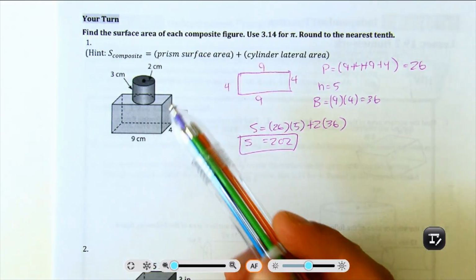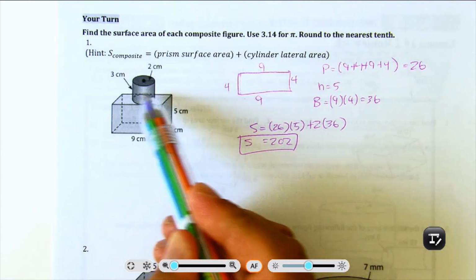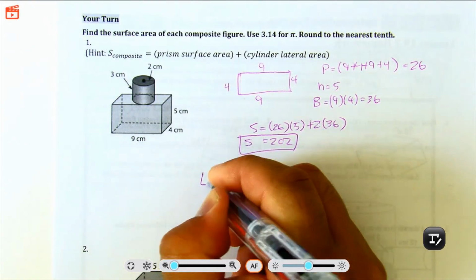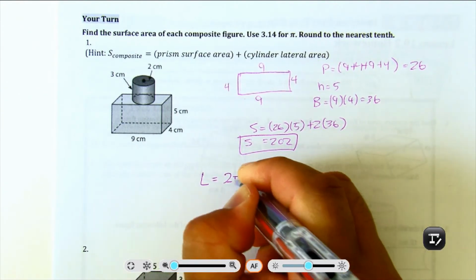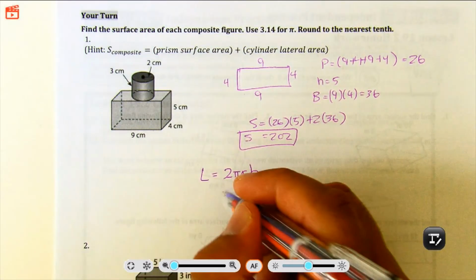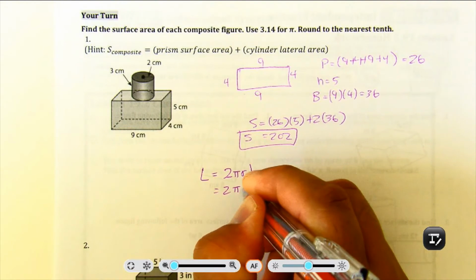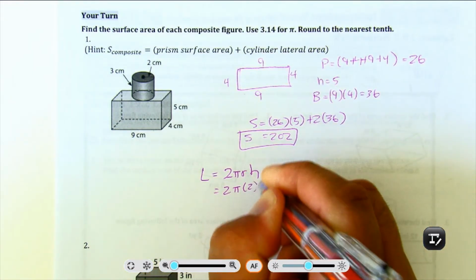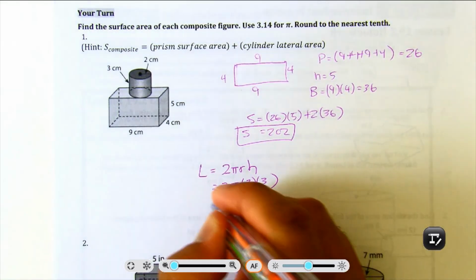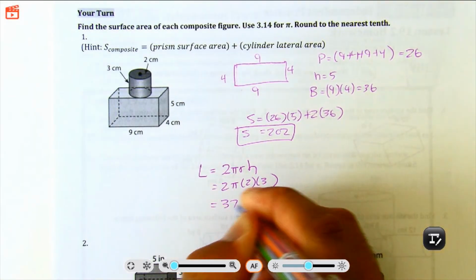What that means is that we only need to find the lateral area of the cylinder, and the lateral area of the cylinder is 2 pi r h. So what we need is the radius, which is 2, and the height, which is 3. This would be 2 pi times 2 times 3. So 2 times 3.14 times 2 times 3 is 37.7.